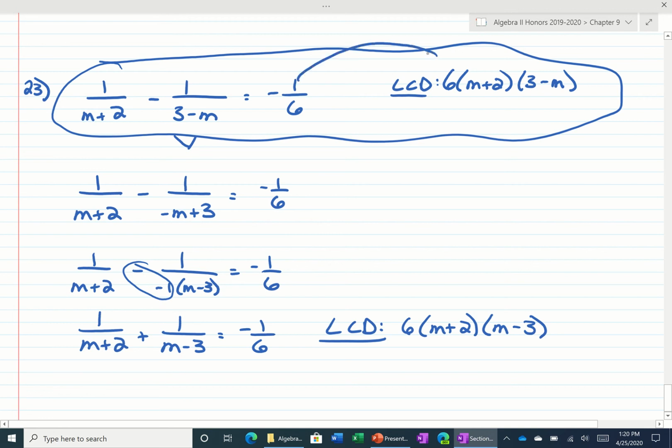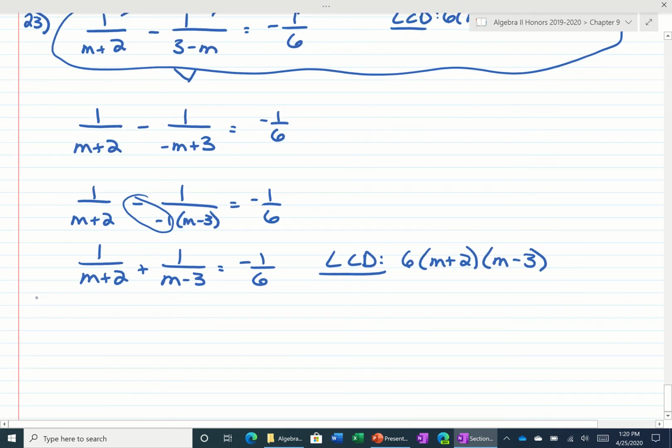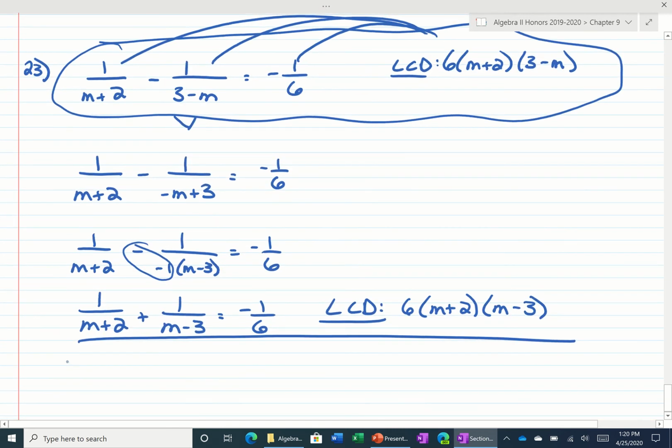Alright, so I'm going to multiply everything by that LCD, and I'm going to be very careful I don't miss anything. So let's see here. While I'm doing this, it's going to be a lot of writing.